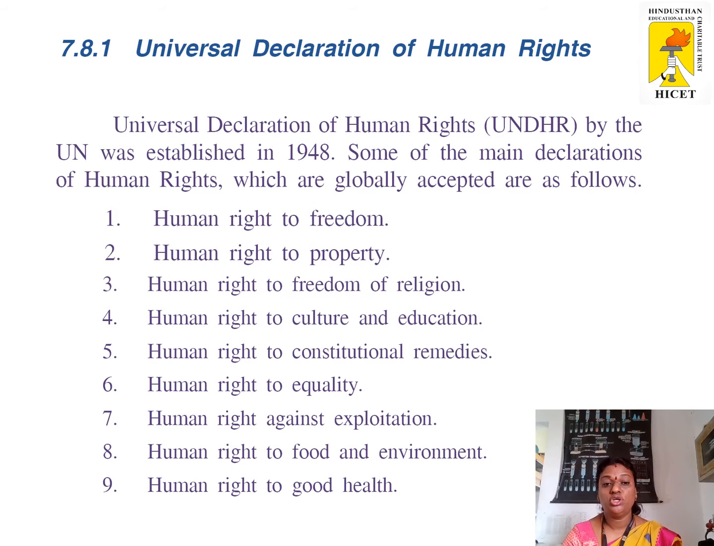So what is the Universal Declaration of Human Rights? It was established in the year 1948. Some of the declarations are listed below: human rights to freedom, human rights to property, human rights to freedom of religion, human rights to culture and education, human rights to constitutional remedies, human rights to equality, human rights against exploitation, human rights to food and environment, and human rights to good health. Now, I am going to tell about them individually.